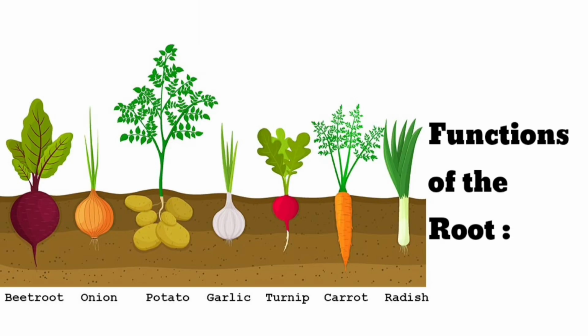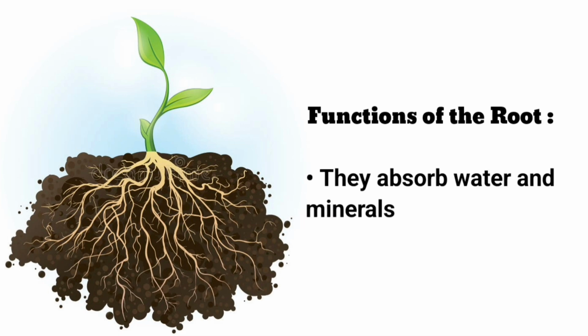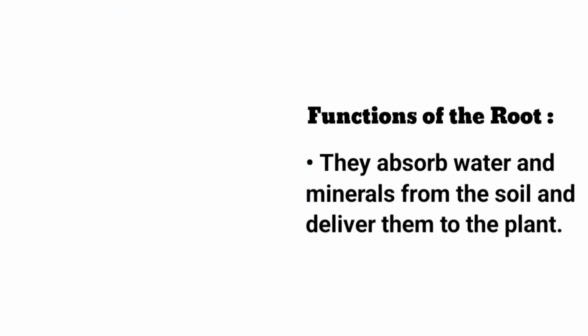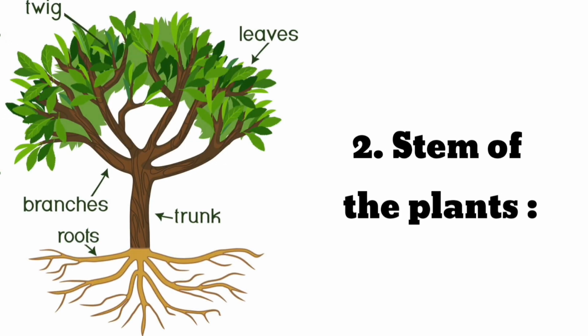Functions of the root. Roots fix a plant securely in the soil. They absorb water and minerals from the soil and deliver them to the plant. In certain plants such as carrots, radish, and turnips, the roots store food produced by the plant and these roots are eaten by us.